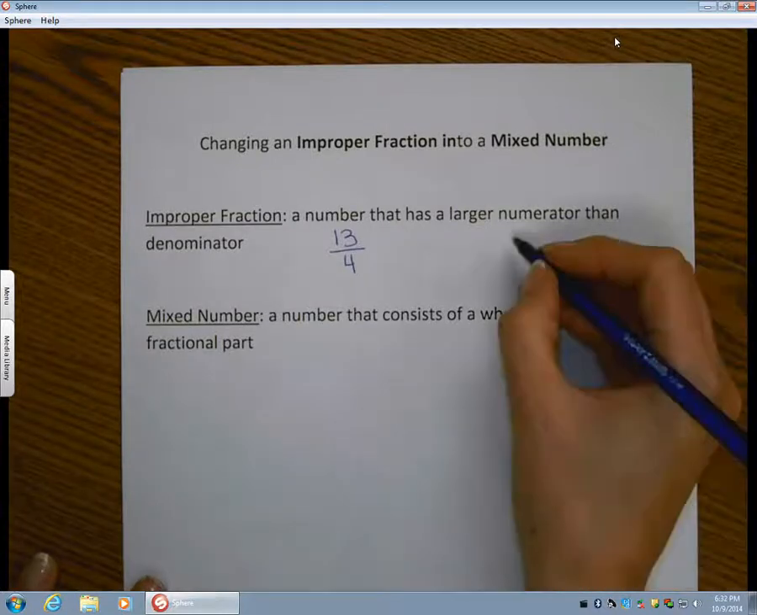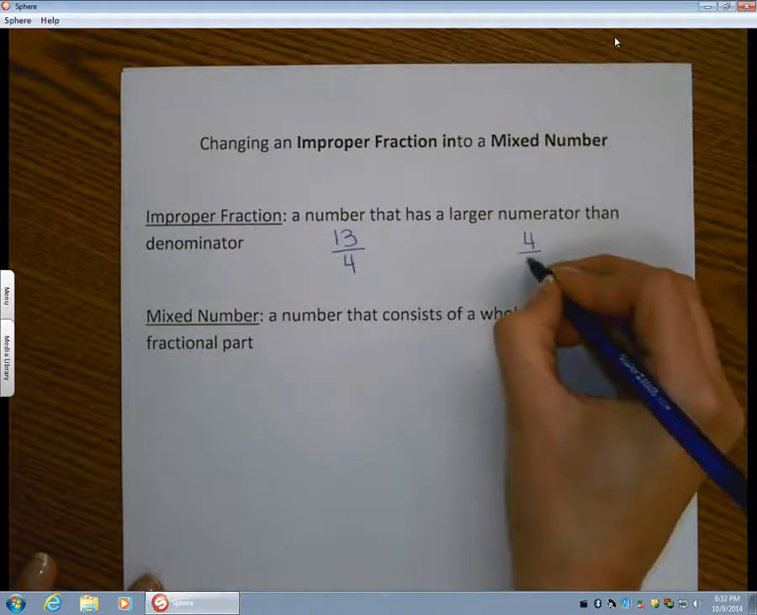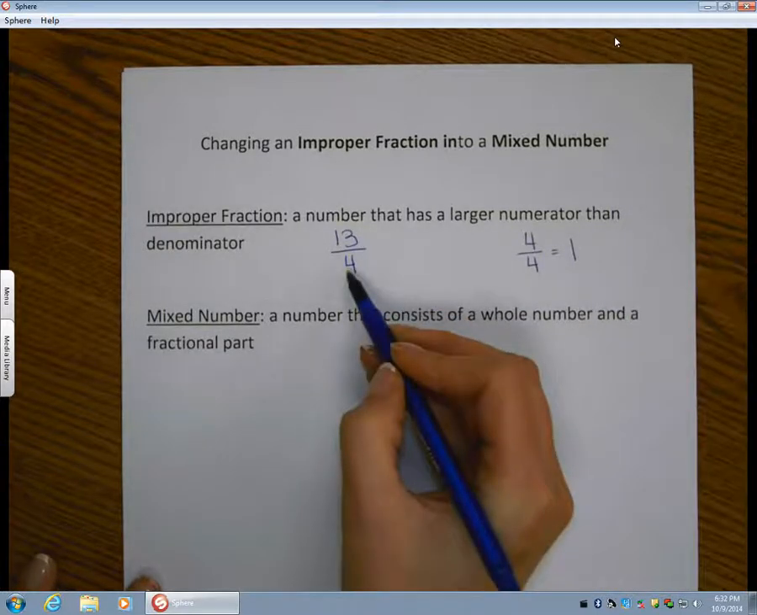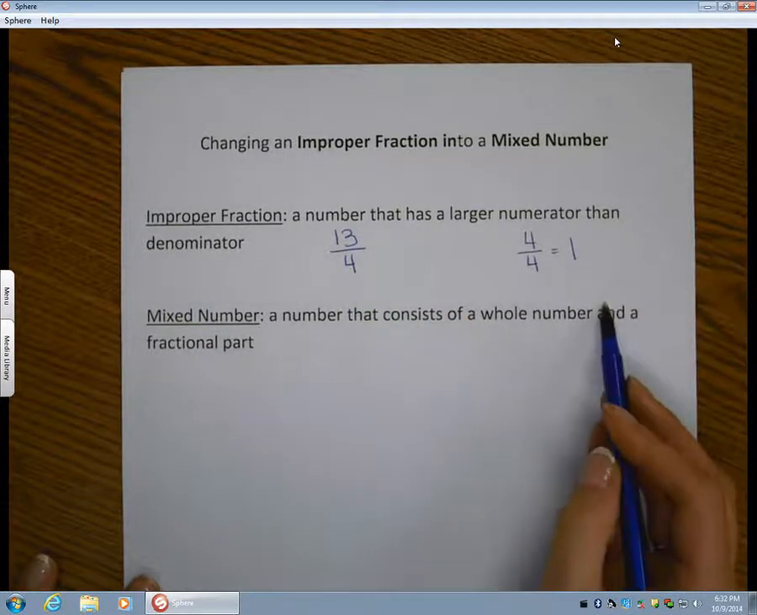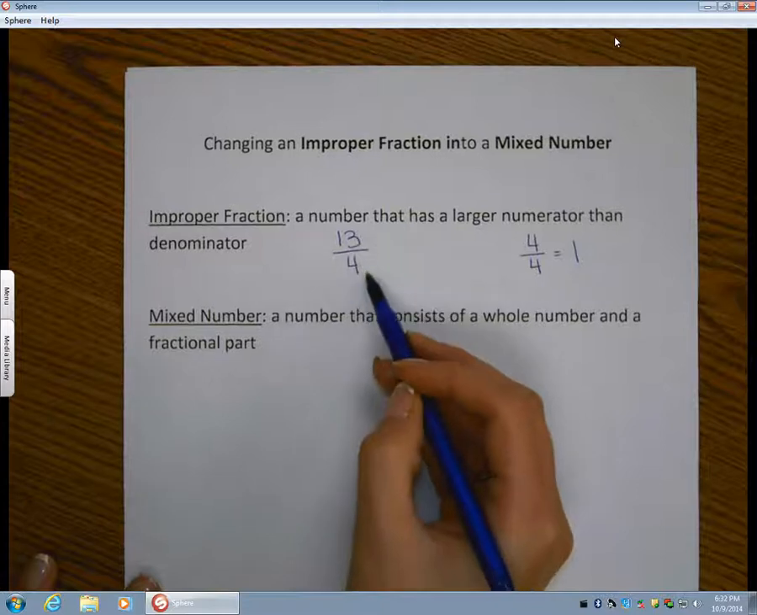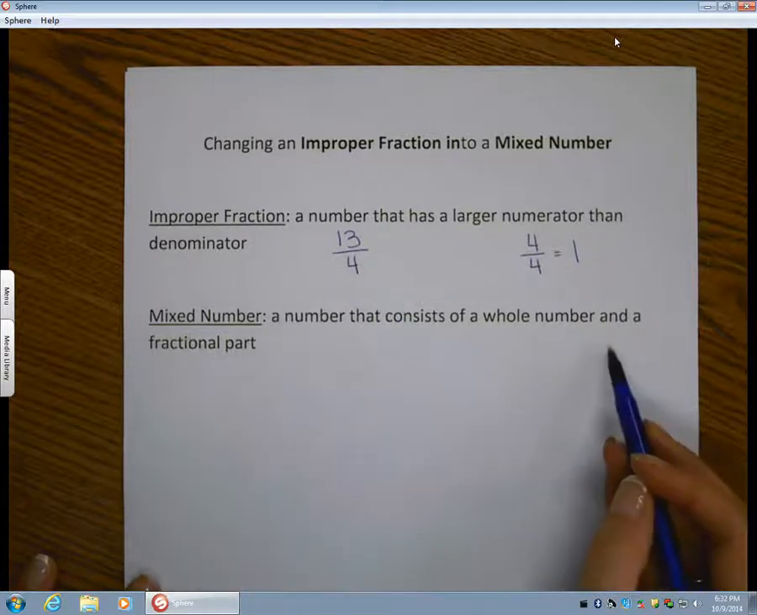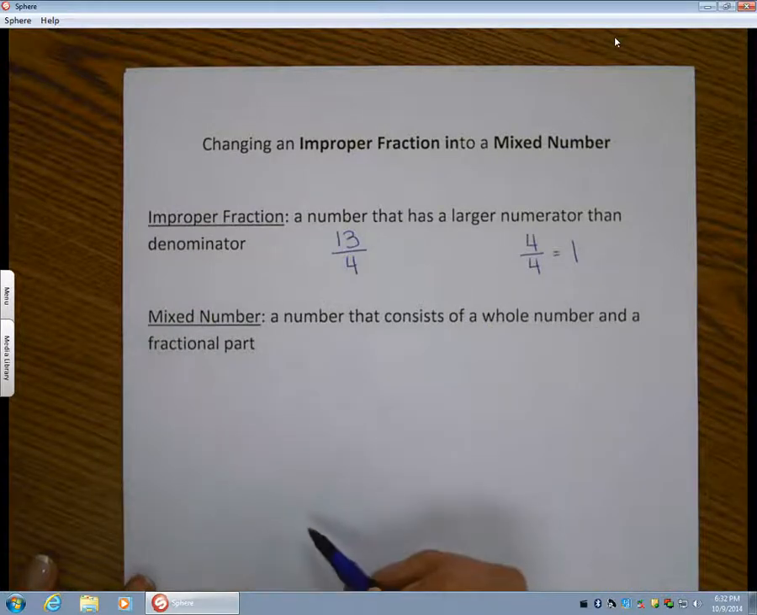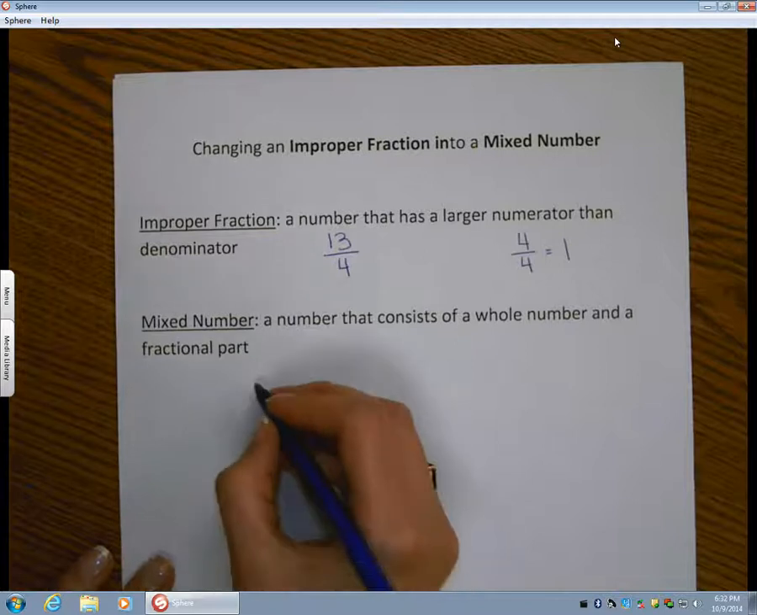We've already learned that 4/4 is equal to 1 whole. So I know that 13/4 must be more than 1 whole. Since this is an improper fraction, I can change it into a mixed number. I'll be changing it into a number that consists of both a whole number and a fractional part. Let's try with 13/4.